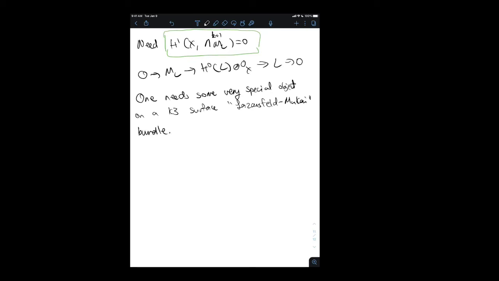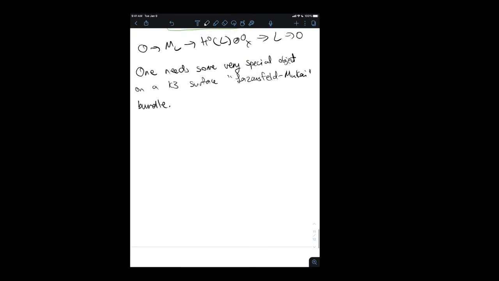So these bundles were first constructed by Mukai, and then Lazarsfeld used the same bundles to give a new proof of the Brill-Noether-Petri theorem that didn't involve degeneration. It was much more beautiful. So let me define the key Lazarsfeld-Mukai bundle, which also appears in Voisin's proof. Define the following rank 2 bundle, A, whose dual fits into the following sequence.